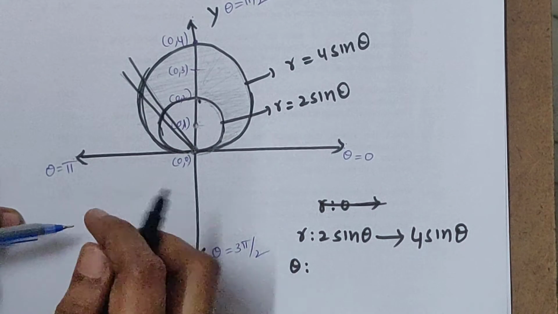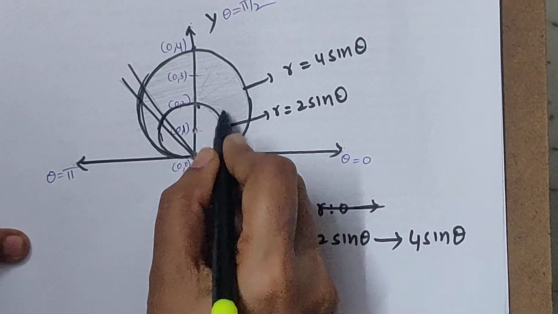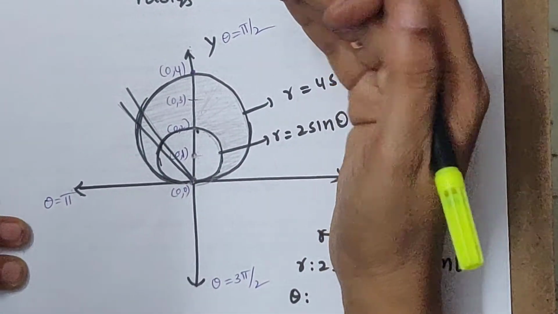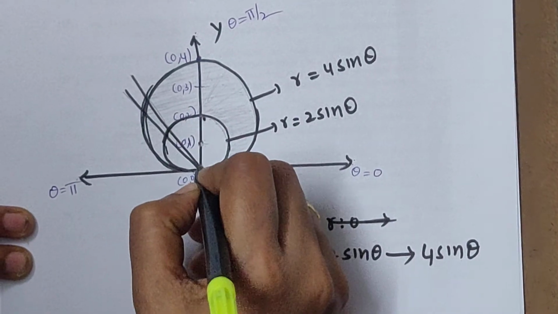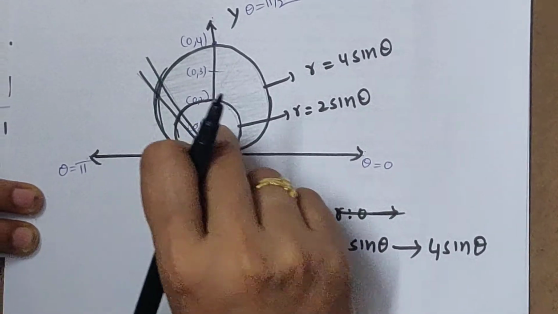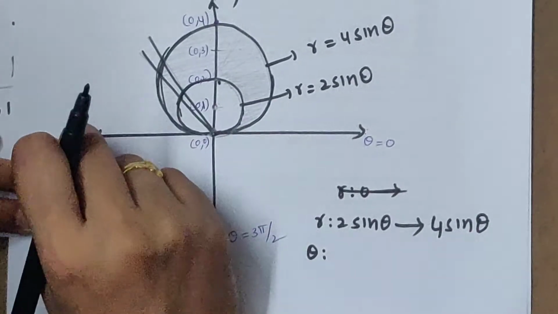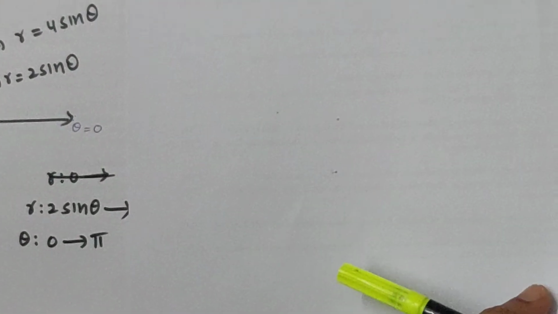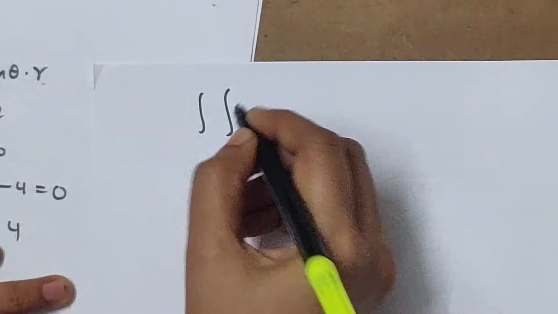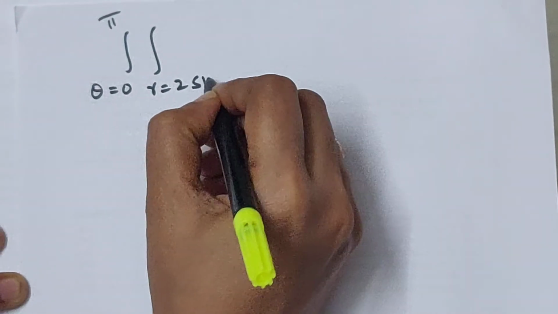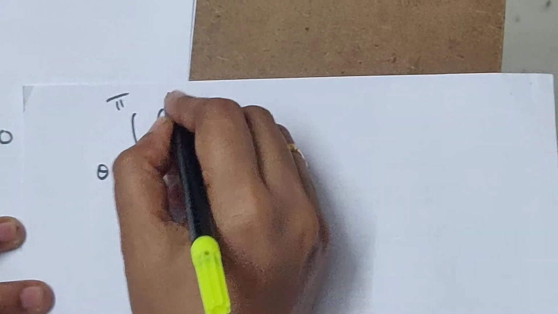Now theta limits. The whole region of integration is present above the x-axis. So the region starts at this point and ends again at this point, so theta is 0 to theta pi. Between these limits, evaluate the double integral. So in the double integral, theta limits are from 0 to pi, and r limits are 2 sin theta to 4 sin theta.